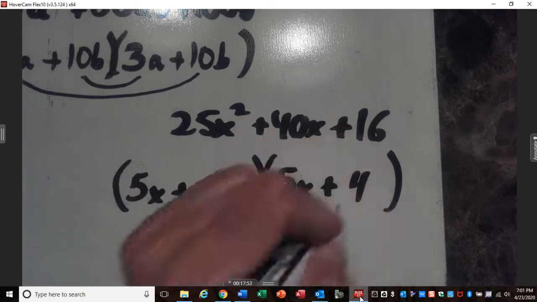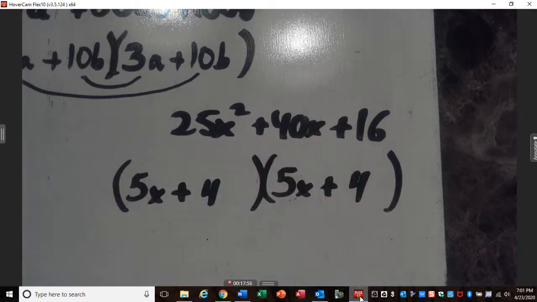That's just not good. Okay, it should be 5x plus 4 and 5x plus 4. You've got 20x plus 20x, which is your 40x, and everything else is fine.